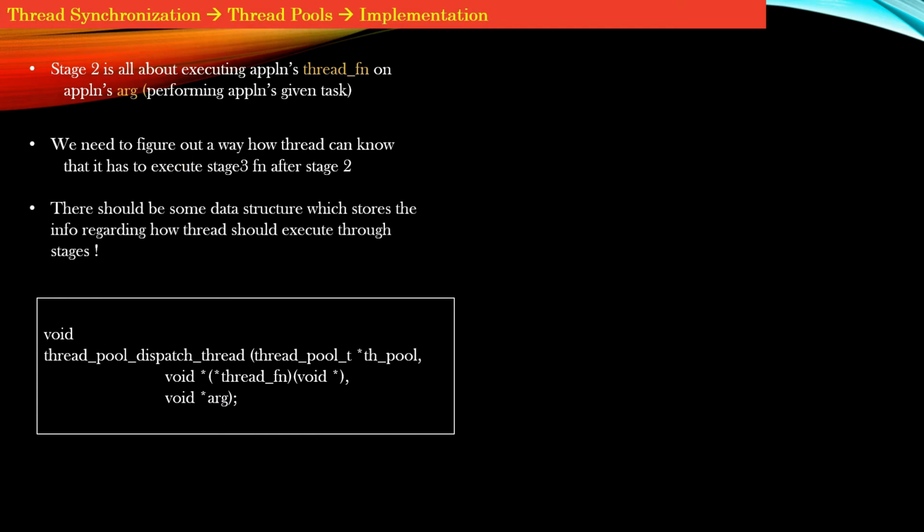So there should be some data structure which stores the info regarding how a thread should execute through stages, right? We need to provide the information to the execution unit, that is the thread, which controls the behavior of the thread during its execution. We need to figure out a way how a thread can know that it has to park itself to the thread pool after it has completed the application's task.